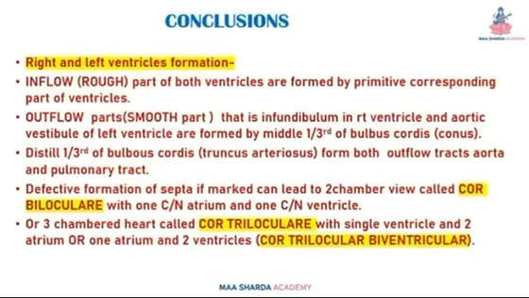Defective formation of septa, if marked, can lead to two-chambered heart called cor biloculare with one common atrium and one common ventricle, or three-chambered heart called cor triloculare with single ventricle and two atria, or one atrium with two ventricles, that is cor triloculare biventriculare.